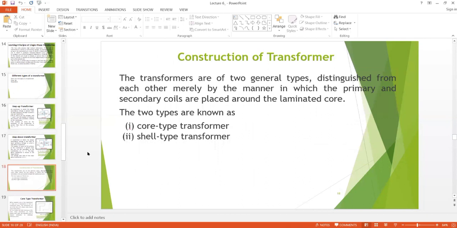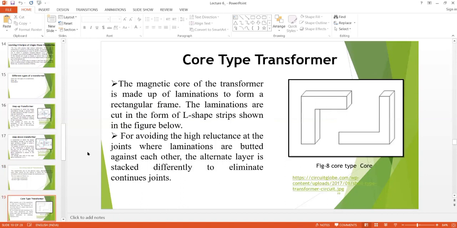On the construction of transformers, we have two types: core type and shell type transformer. When we talk about core type and shell type, you can see we have E and L type laminations for a core type transformer. There are two different types of losses in a transformer: iron losses, basically eddy current losses and hysteresis losses, and copper losses.